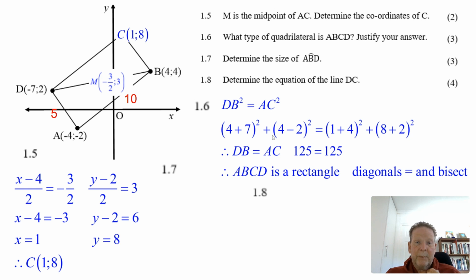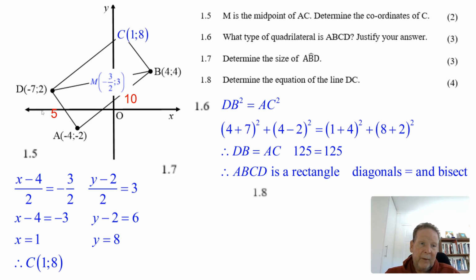We show that DB equals AC by using the distance formula. They're both the square root of 125. And now you can say that ABCD is a rectangle because the diagonals are equal and they bisect. That's the simplest way of getting your 3 marks here, of showing that it's a rectangle.